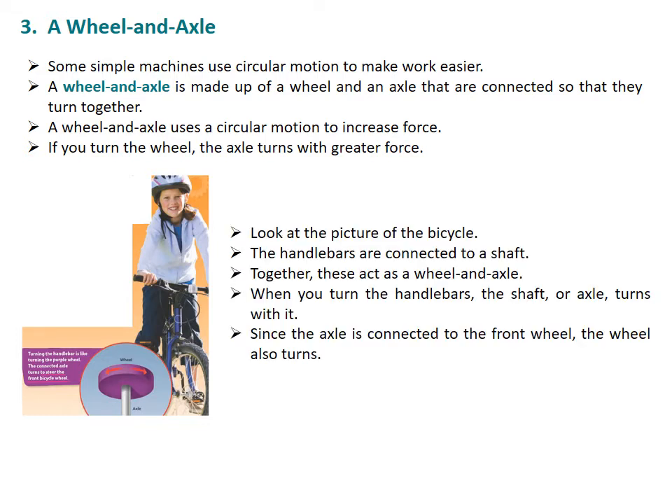Let's look at the picture of the bicycle. The handlebars are connected to a shaft. Together, these act as a wheel and axle. So, when you turn the handlebars, the shaft or axle turns with it. Since the axle is connected to the front wheel, the wheel also turns. So in this way, you can steer without having to turn the wheel from side to side with your hands.